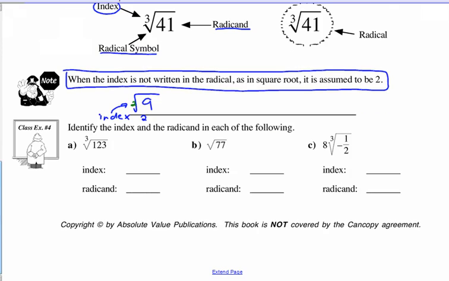Okay, so next one, this guy, what's his index? His index is 3, and the radicand is the number underneath the radical symbol, 123. Index, if we can't see it, is 2, radicand 77. And index here is 3, and the radicand, what's underneath the radical symbol, is negative a half.